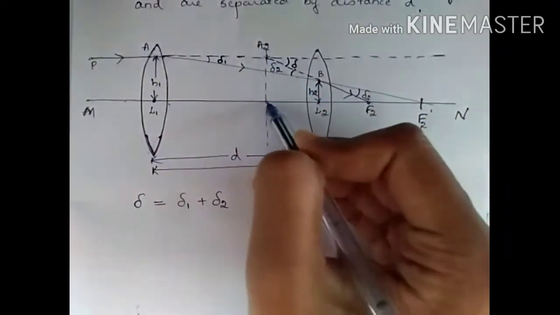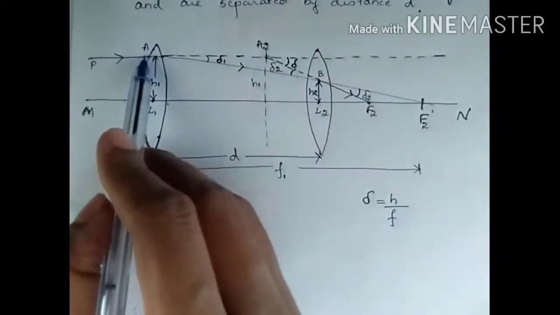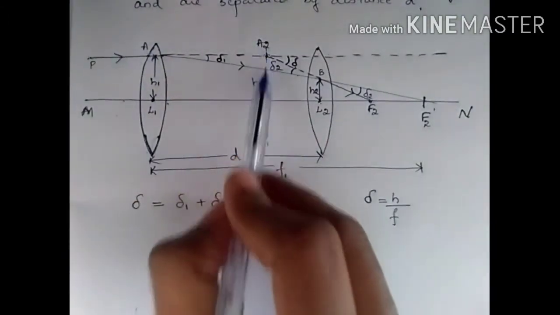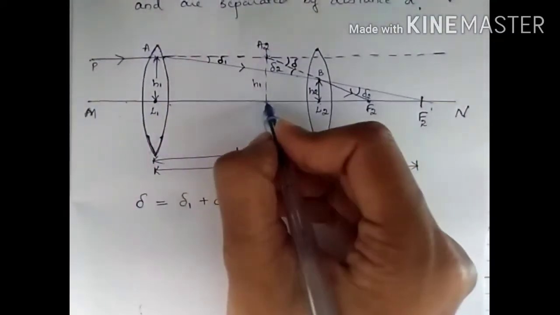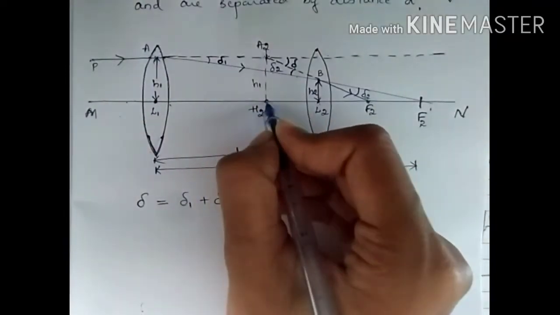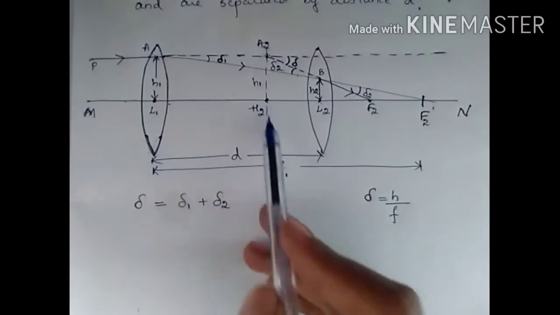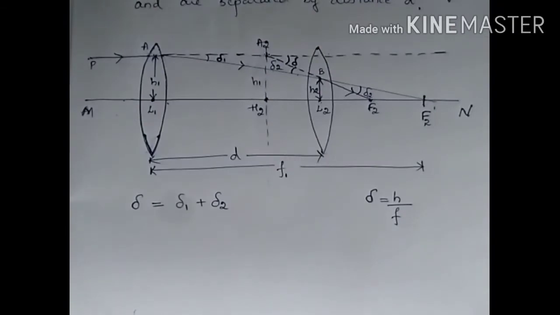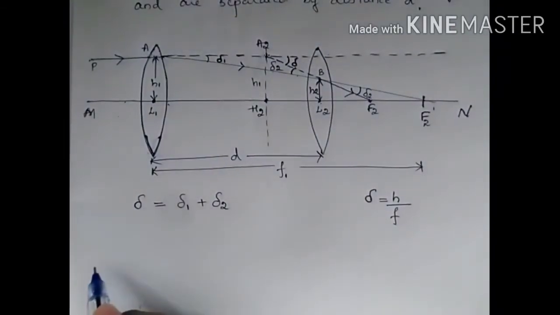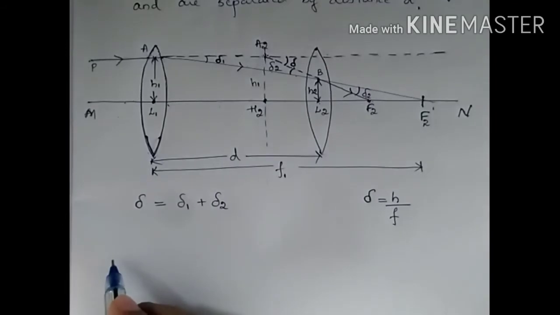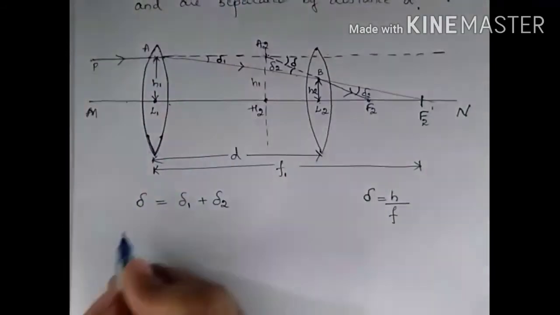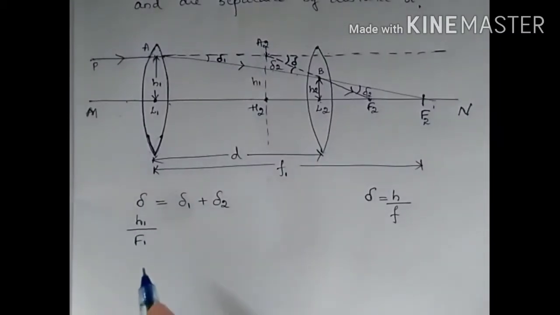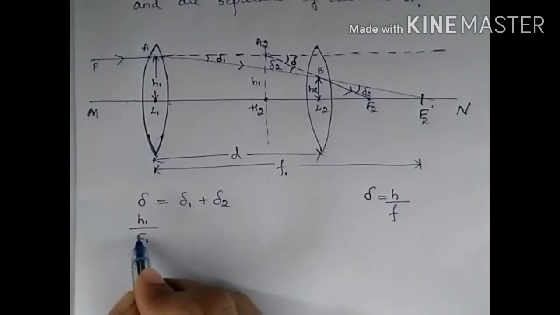The distance from here to here is again h1. Why? This line is parallel to the principal axis, so this distance here is h1, and the distance here will be again h1. The point of intersection of these two lines is at h2, and the distance here is h1. Now for the overall deviation delta, you can write h1 divided by f. This is just f, not f1.